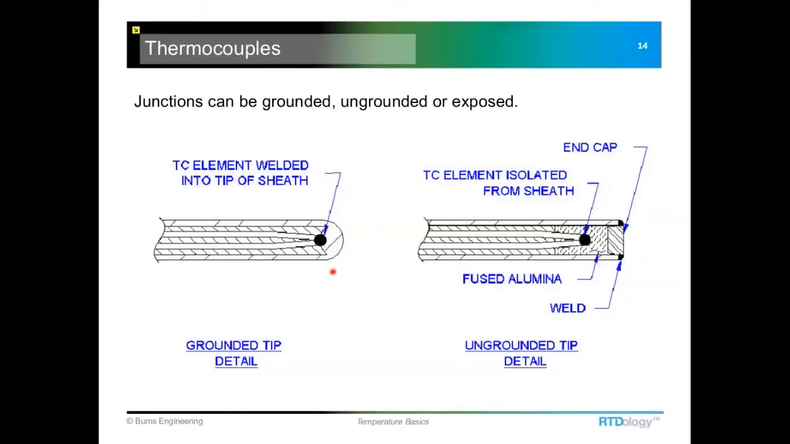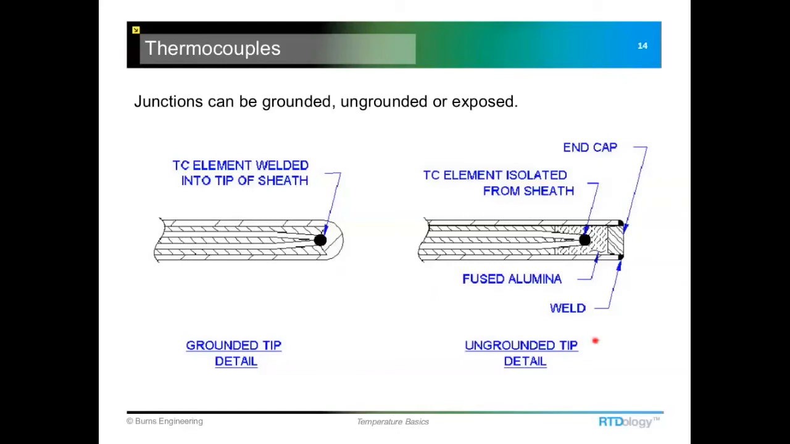And the junctions can either be attached to this metallic sheath, so it'd be a grounded junction. Some reasons to do that would be if you want a faster time response, or if it's a real high vibration environment, having that junction welded right into the tip of the probe can add some additional durability to that part.